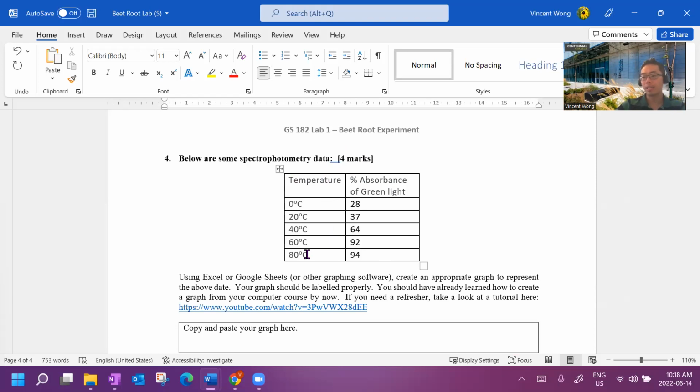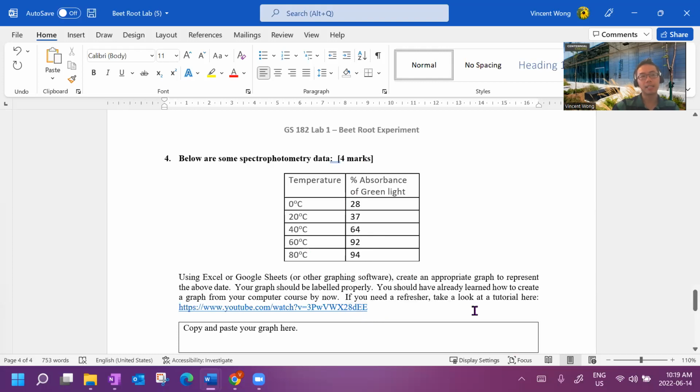I spoke with your computer teacher, and she told me you guys already learned how to graph on Excel. Is that correct? Can someone confirm that for me? Yes. Okay. So that's where you can use the skill to do this. If you need help, maybe contact your computer teacher, or there's a link here that would show you step by step how to graph on Excel. If you don't have Excel, you can use Google Docs, which is free.